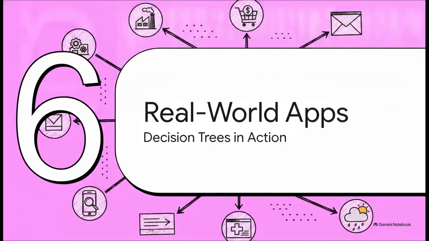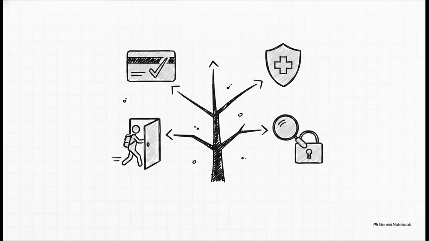Let's bring this whole technical journey full circle in Section 6, Real-World Applications, Decision Trees in Action. We started out with a really simple question about tennis weather, but this exact same algorithm is actively shaping high-stakes environments globally. In finance, banks use it for credit approval and risk assessment, evaluating your loan application against strict rule-based thresholds. In healthcare, it powers medical diagnostic flowcharts, helping doctors navigate symptom-based paths to quickly identify illnesses.